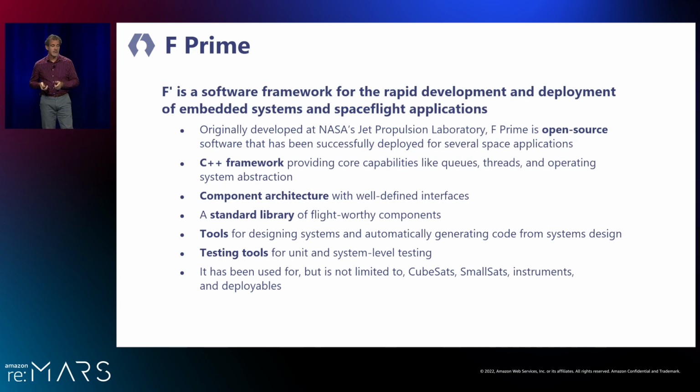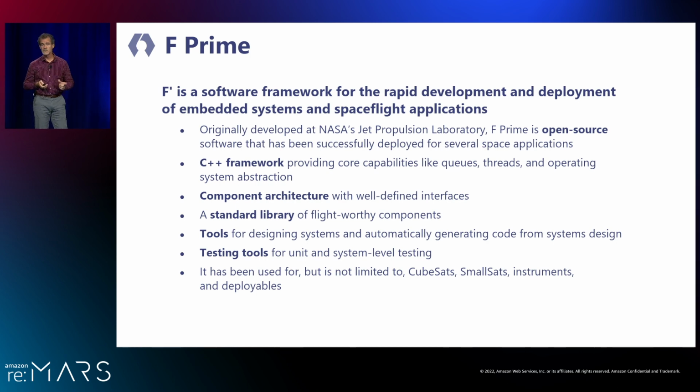So to dig in a little bit on F prime, to see the types of attributes that are important for reuse, I've tried to highlight here. F prime is a software framework for rapid development and deployment of embedded systems in spaceflight applications. It was written originally at NASA's JPL. F prime is open source, as I mentioned. It's already been deployed on several missions. It's a C++ framework, and it abstracts the operating system. And it has a component architecture with well-defined software interfaces.